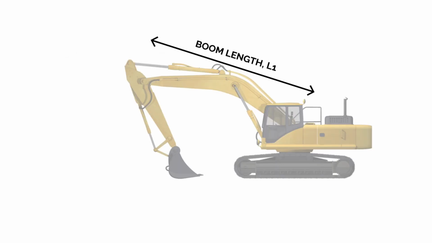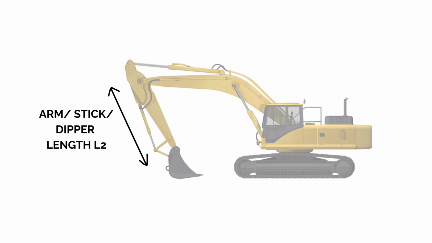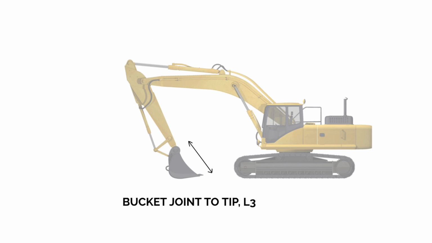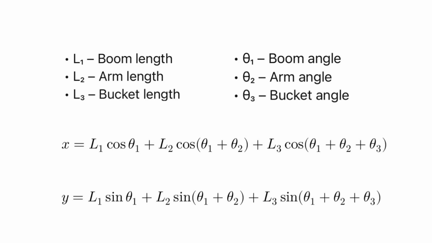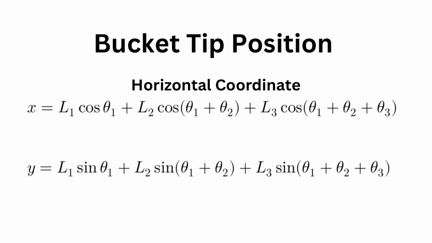If the boom length is denoted as L1, the arm length is L2, and the effective bucket length is L3, and the corresponding joint angles are θ1, boom angle relative to the base, θ2, arm angle relative to the boom, and θ3, bucket angle relative to the arm, the bucket tip position in Cartesian coordinates can be obtained by vector summation of each link contribution. The horizontal and vertical coordinates are expressed in this equation.